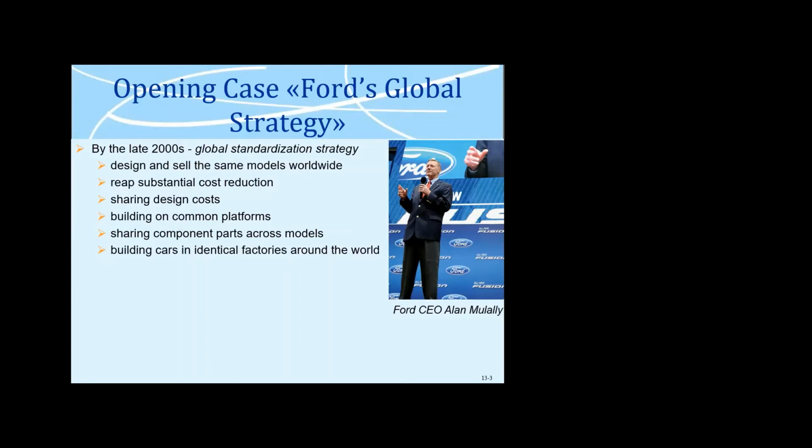I don't know if you heard about that. It aims to create a handful of car platforms that Ford can use everywhere in the world. So under this strategy, new models such as the 2013 Fiesta, Focus, and Escape share a common design. They are built on a common platform, and they use the same parts and are built in identical factories around the world. So he decided to adopt a global standardization strategy.